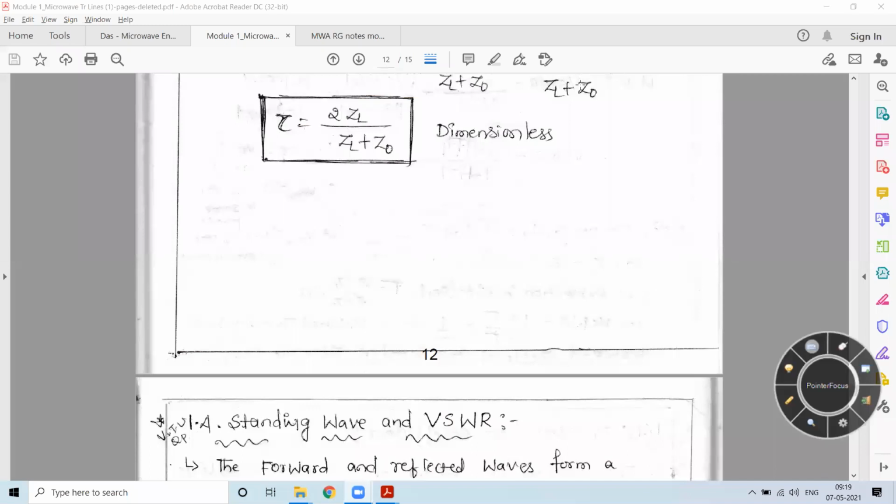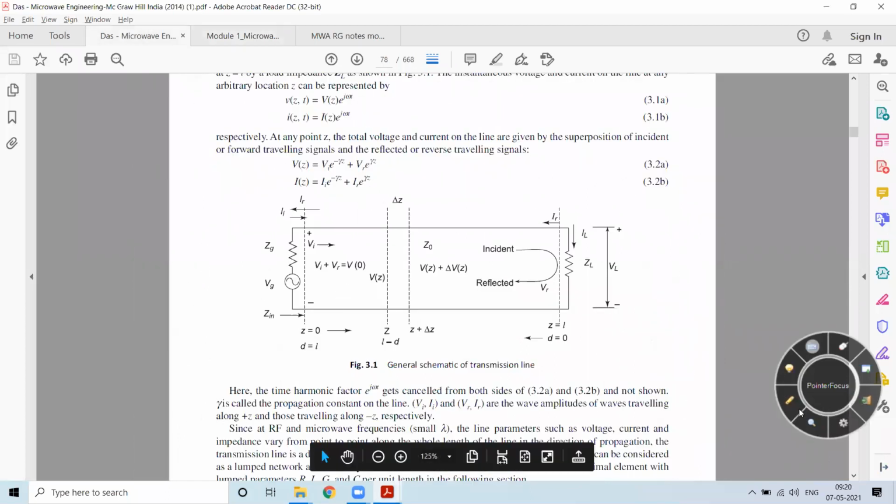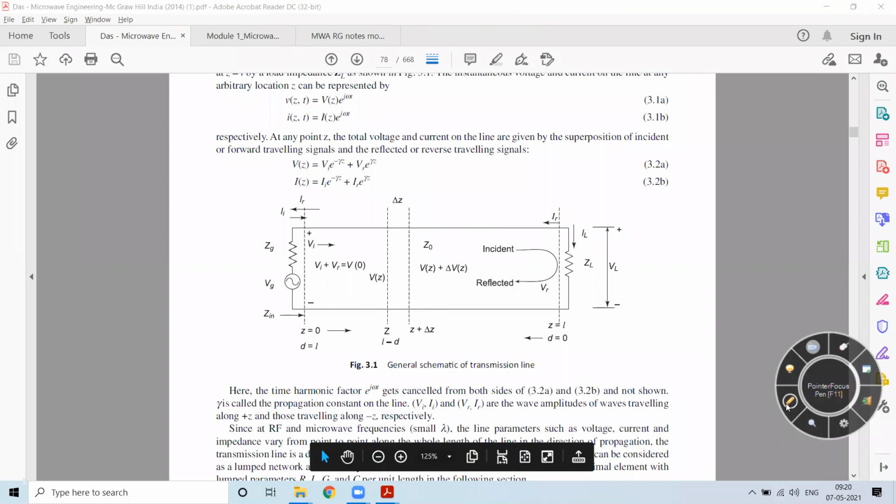The next parameter which comes into play is the voltage standing wave ratio. Why does the standing wave ratio come into existence? Here, if we observe, we have an incident parameter and a reflected parameter. So we have incident voltage, incident current, reflected voltage, and reflected current. These are associated with the incident wave and the wave which has been reflected back. Because of these two, in the transmission lines we have standing waves being formed.